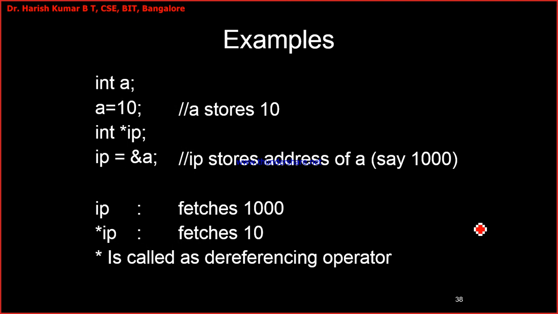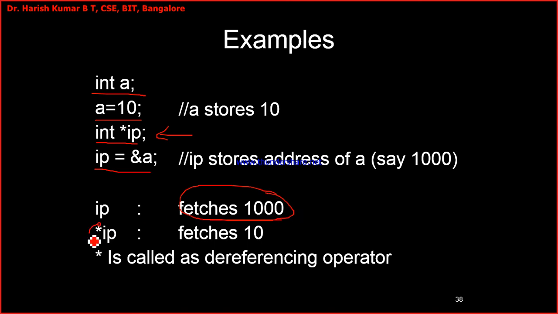Now we have some examples on pointers here. I have a normal integer variable int A, and we are assigning the value to it: A is equal to 10. Then I have int star IP, the pointer declared with the name IP. Now IP is equal to ampersand A. I am storing the address of A in IP. You can assume the address of the variable A is 1000, and what gets assigned to IP is 1000. Now if you write only IP, what it fetches you is 1000, because it is storing the address of another variable.